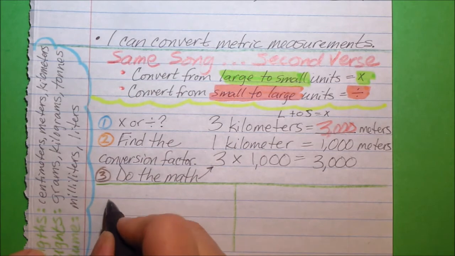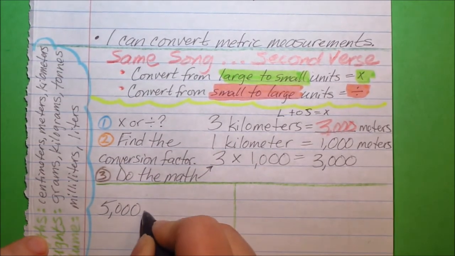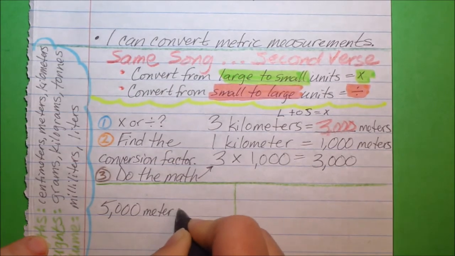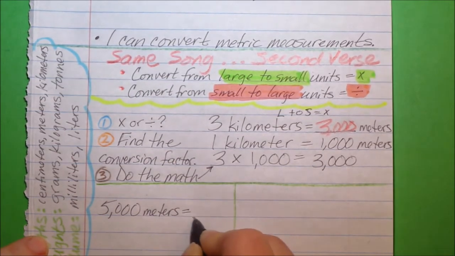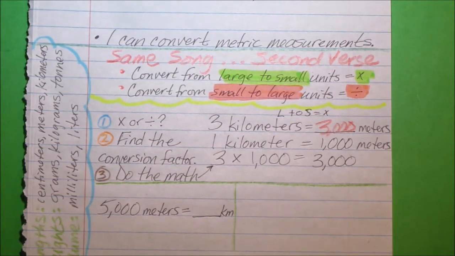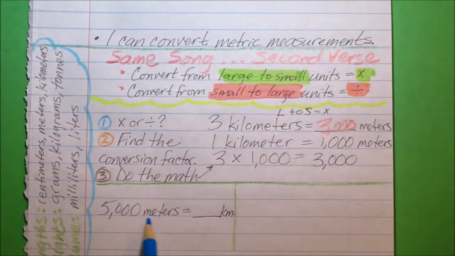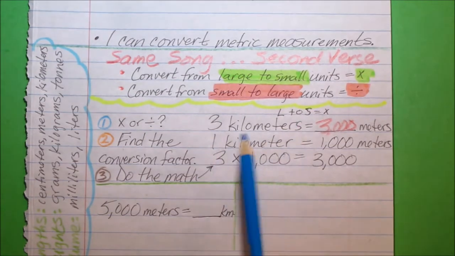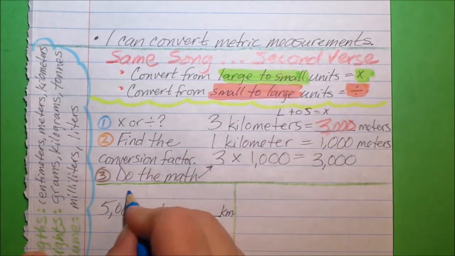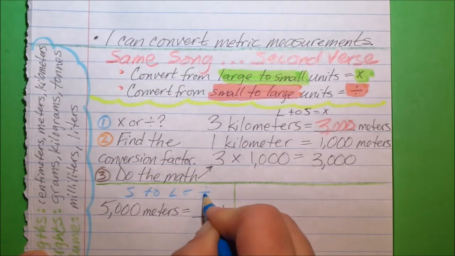Now let's practice this. I have 5,000 meters equals how many kilometers? KM is the abbreviation for kilometers. What's my first step? My first step is to figure out whether I'm going to multiply or divide. Meters are smaller than kilometers, so I'm going from small to large. So that means small to large equals divide. I know I'm going to divide.